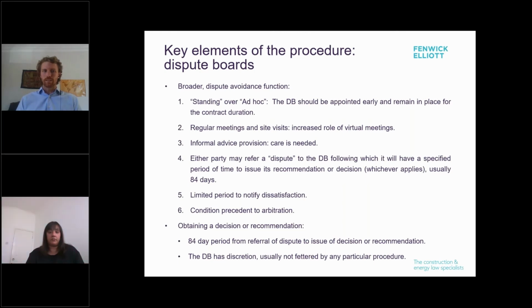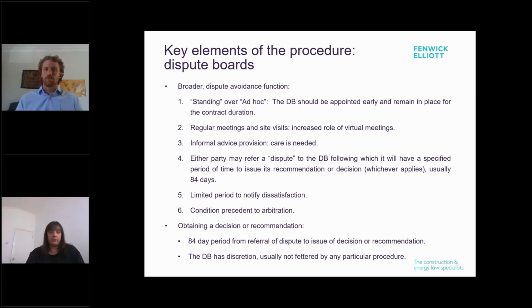Fourthly, either party may refer a dispute for a recommendation or decision. Once a referral has been made to the dispute board, it will then have a specified period of time to issue its recommendation or decision. For instance, 84 days under the FIDIC and SIARB provisions and 90 days for ICC. Although the parties and DB can agree to extend the time limit, the purpose is for it to be a short and sharp procedure. There's a lot of scope for flexibility. However, a typical procedure might entail a response within 4 weeks, replies within the following 2 weeks, and a hearing and possibly questions from the dispute board shortly afterwards.